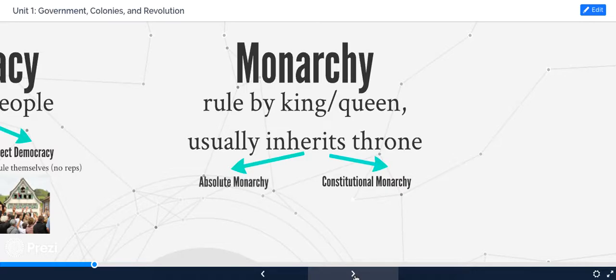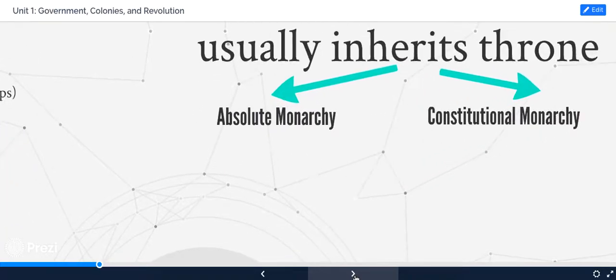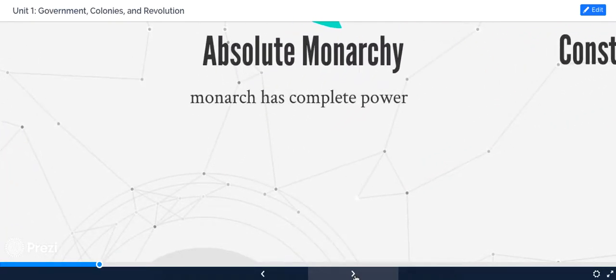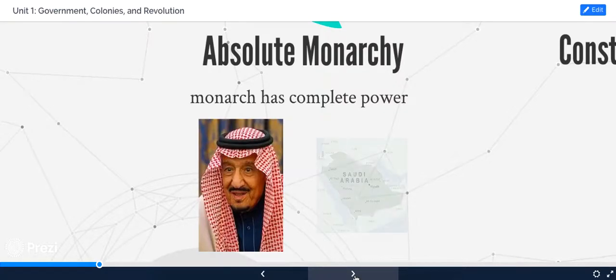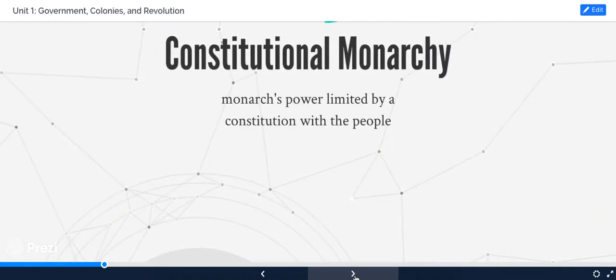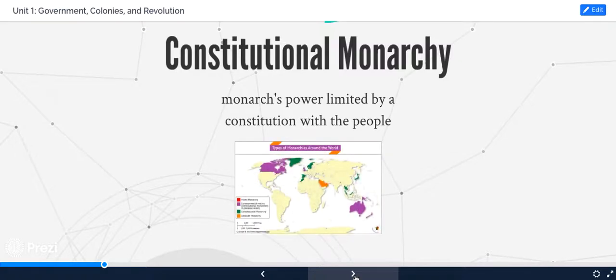And again, monarchy also has 2 types, absolute and constitutional, okay? And then in an absolute monarchy, they have complete power. All right, in a constitutional monarchy, the monarch's power is limited by a constitution with the people. And again, constitution is a piece of paper with rules on it.